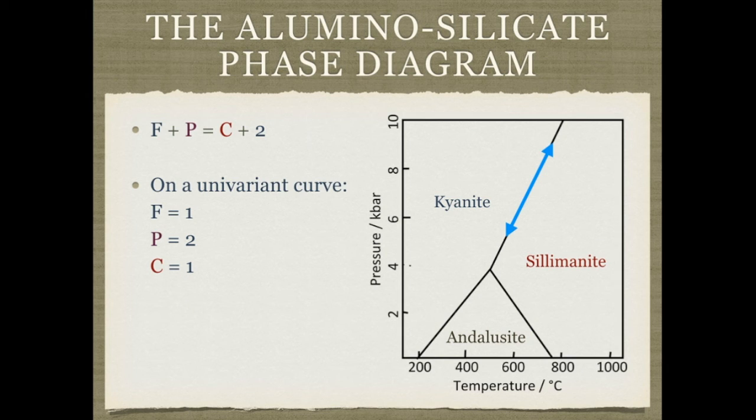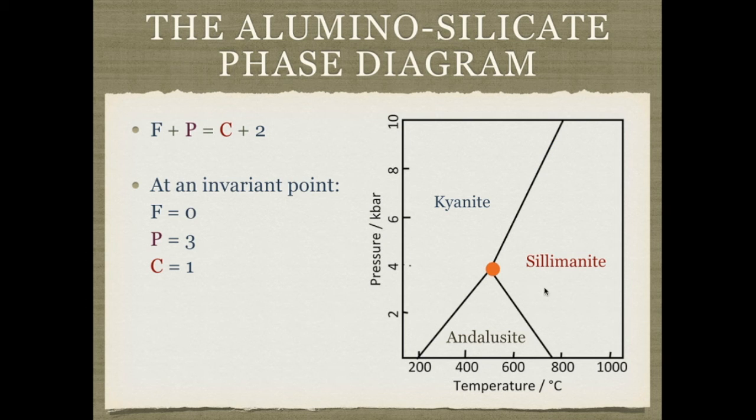We can go further. We can consider a univariant curve. So for example, this line that separates the kyanite and the sillimanite areas. The number of degrees of freedom on a univariant curve is 1, because we have to change pressure and temperature together to stay on that line and keep the system from changing. The number of phases has increased to 2, because kyanite and sillimanite are both stable along this line. And the number of components is still 1. We haven't actually changed the composition of the system. If we substitute these numbers into the formula, we get 1 plus 2 equals 1 plus 2. So again, Gibbs' phase rule holds. This is a true statement.